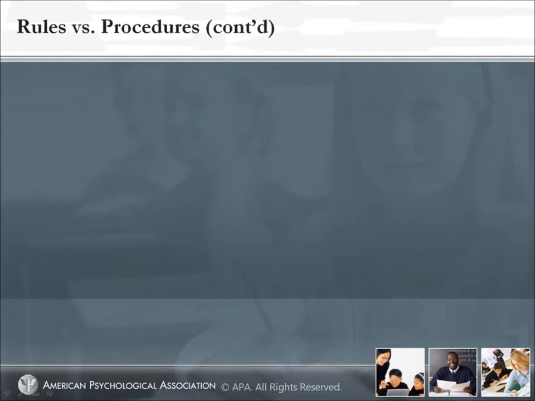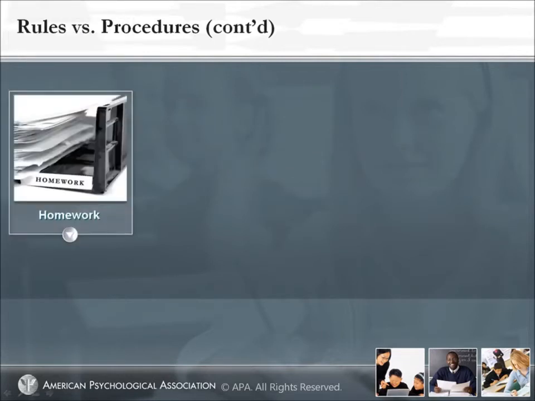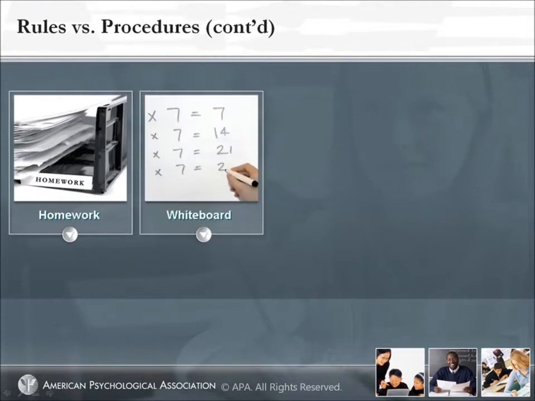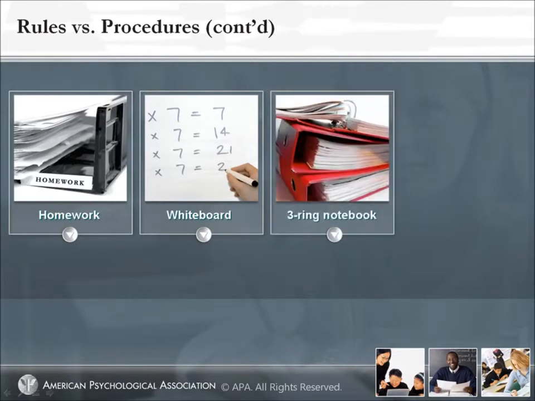Homework is always deposited in the basket on the right corner of the teacher's desk. Each day's assignments are written on the whiteboard to the left of the teacher's desk. Students that are absent may consult the 3-ring notebook next to the homework basket on the teacher's desk. Each homework assignment is dated and placed in the homework binder. More technologically advanced schools' teachers also post homework assignments on the Internet so they may be easily retrieved from home.